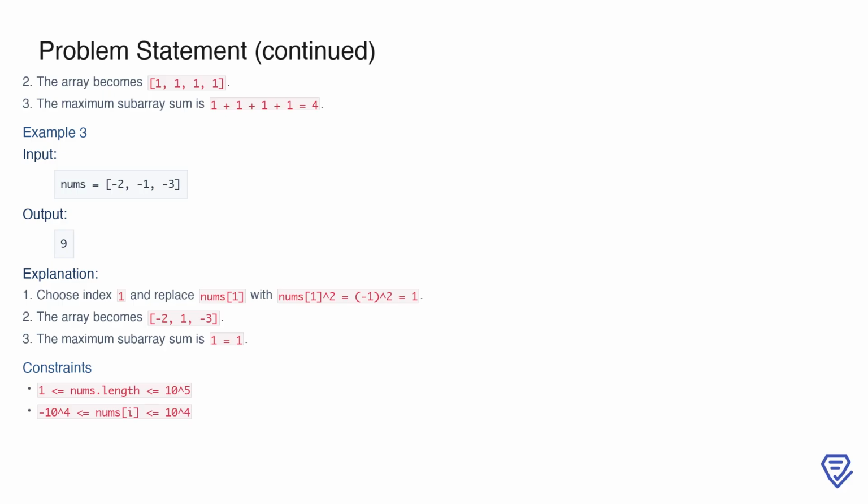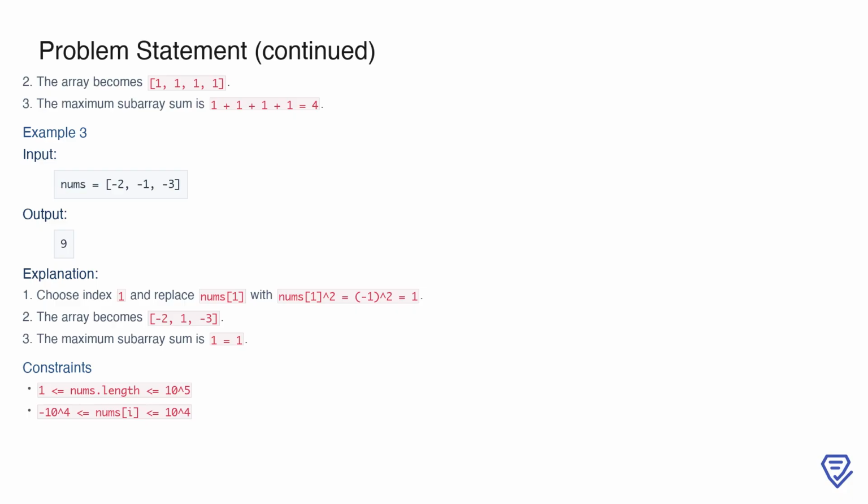Now consider another example. If the input array is nums equals [1, -1, 1, 1], we can choose the element at index 1, which is -1, and replace it with its square, (-1)^2 equals 1. This updates the array to [1, 1, 1, 1]. The maximum subarray sum in this case is achieved by summing all the elements, which gives us 1 plus 1 plus 1 plus 1 equals 4. Hence, the output here is 4.